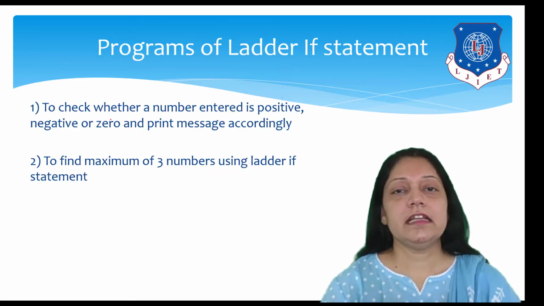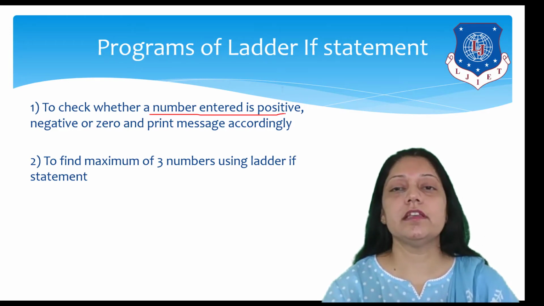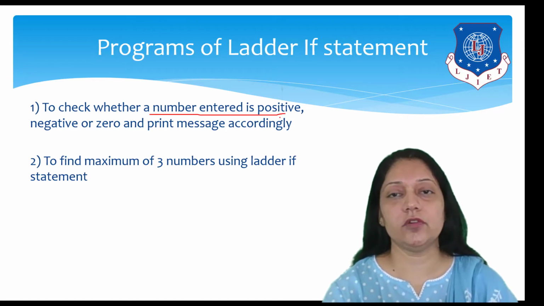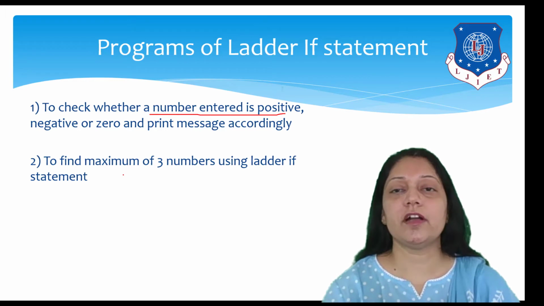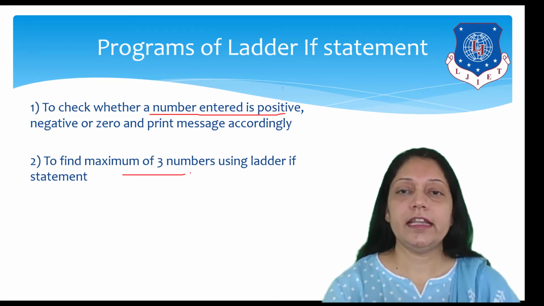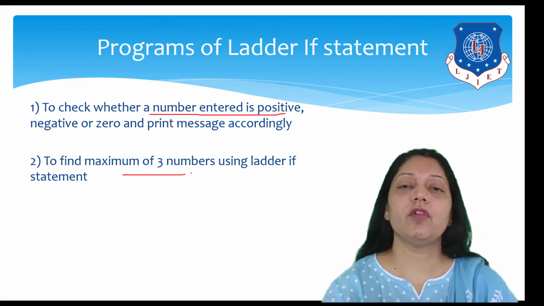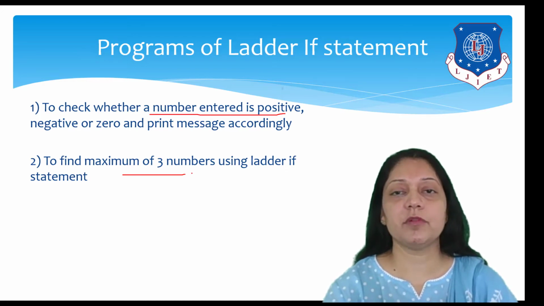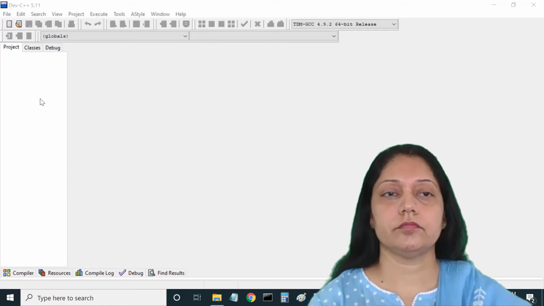Now we'll see two programs using ladder if statement. The first one is to find out whether a number is positive, negative or 0 and print a message accordingly. And the second program that we are going to see today is finding out the maximum of 3 numbers using ladder if statement. We have already seen how to find out maximum of 3 numbers using nested if. Today we are going to see how to find out maximum of 3 numbers using ladder if statement.